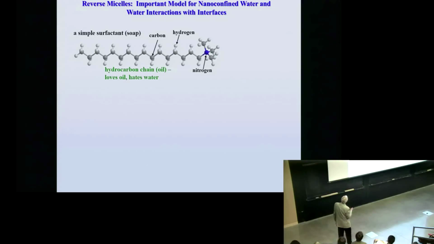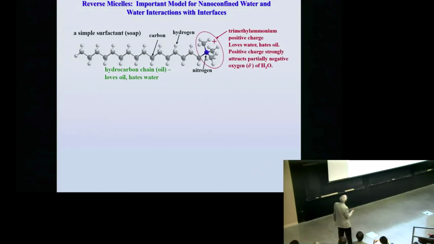Okay, so I have to tell you what this is. I'm going to tell you about what are called reverse micelles, but first I've got to tell you what a reverse micelle is. This is what's called a surfactant. It's a soap molecule. These guys are just hydrogen and carbons. This is oil, right? This is just a chain of oil. This is a nitrogen. This has a positive charge over here. So this part of the molecule is positively charged, and it likes water.